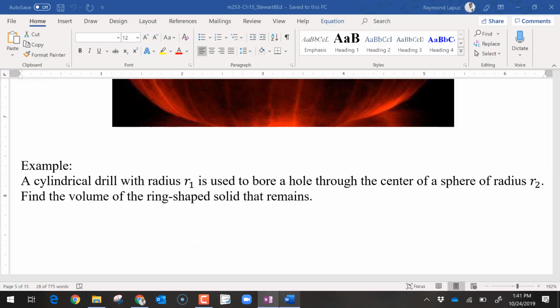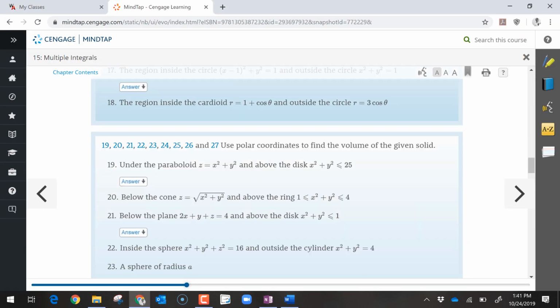How about find the volume of a given solid under the paraboloid and above the disk. Should we do that? Below the cone and above the ring. All right, let's do number 20. That looks cool.